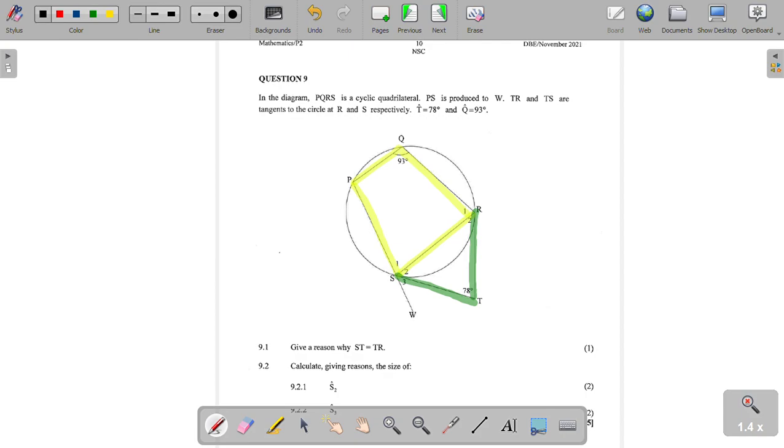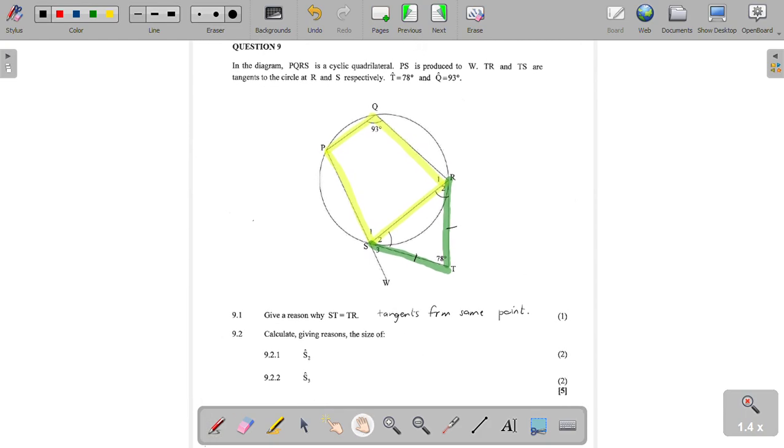Okay, so let's jump in. They say give a reason why this one will be equal to that one, and I've already touched on that. It's because it's tangents from same point. Okay, so if those two are equal to each other, we know that this angle will be equal to that angle as well. We're going to use that in a few minutes. Okay, dan sê hulle vir ons bereken die grootte van S2.